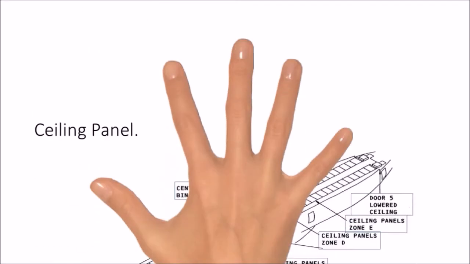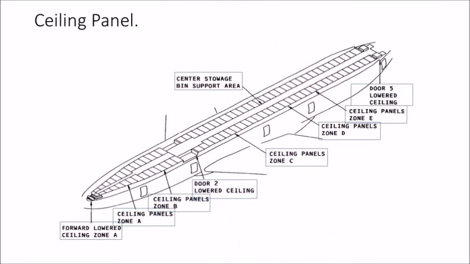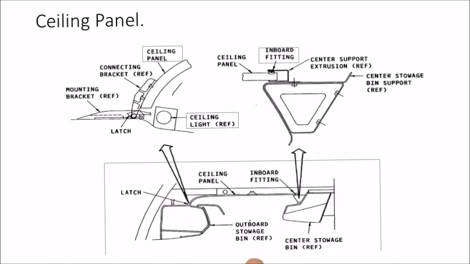An example of the ceiling panel layout in the main passenger deck of a B747-400 aircraft is shown in this slide. The curved ceiling panels are installed between the outboard and center stowage compartment.